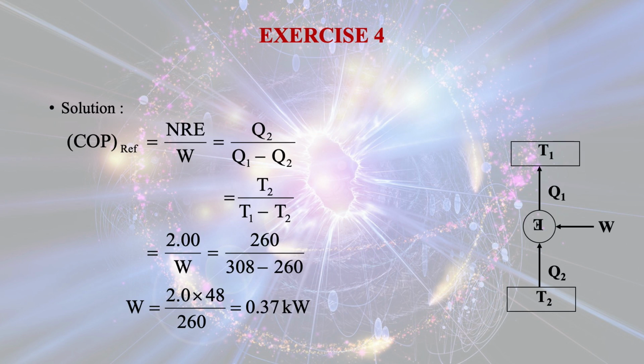We know very well the coefficient of performance of a refrigerator is equal to net refrigerating effect divided by W, that is equal to Q2 divided by Q1 minus Q2, that is equal to T2 divided by T1 minus T2. Put the value of T1 and T2 in the expression and finally you will get the work required equal to 0.37 kilowatt.